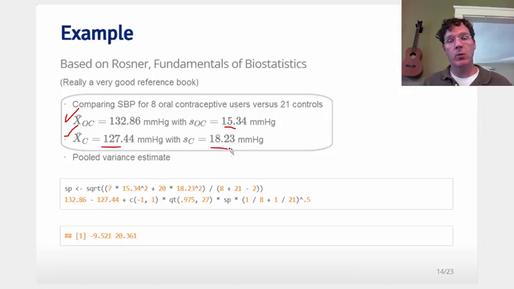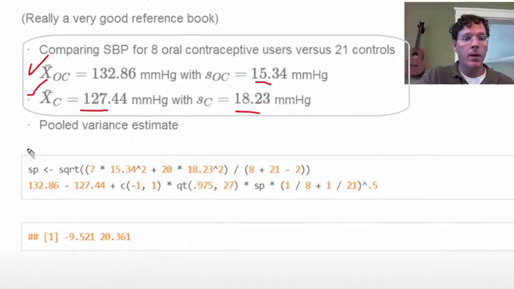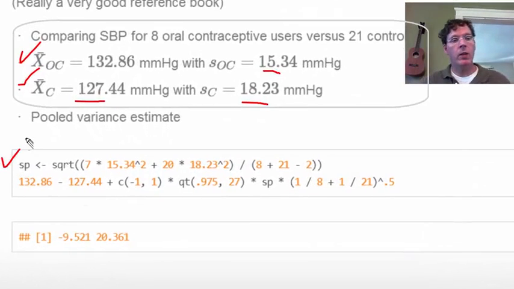When you do this on your own, you tend to use t.test or something like that because you have the raw data. So the pooled standard deviation estimate is going to be the square root of the pooled variance estimate. There we need to take 15.34, the standard deviation from the oral contraceptive users, square it, 18.23, the standard deviation from the controls, and square it, and take their weighted average weighted by their sample sizes.